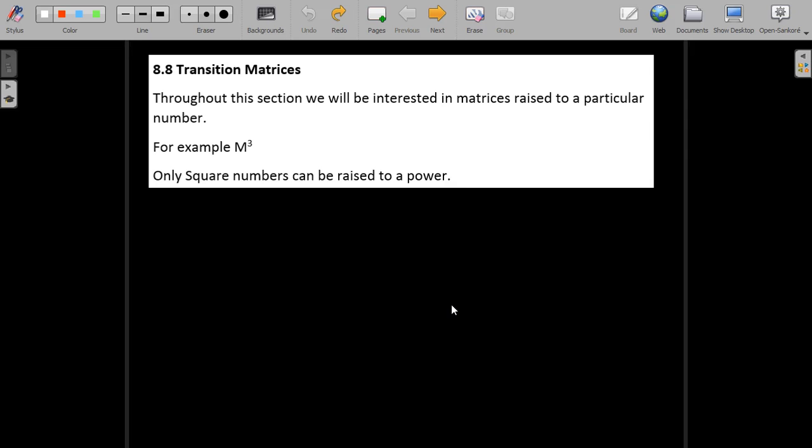Throughout this section we'll be interested in matrices raised to a particular power. For example, M cubed. So we're looking at matrix M. As an example, it might be 1, 2, and 3, 4. And what we're interested in is M cubed. So we're saying the matrix M, and we're going to cube it.